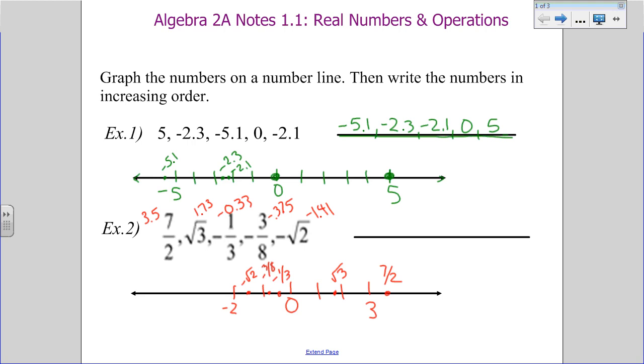So the nice thing about this is we have the decimal equivalents to place them on the number line. What we have now are the actual exact values written on our number line. So make sure you're using those exact values, so that when I go to write them in order, I have negative square root of 2, negative 3/8, negative 1/3, square root of 3, and 7/2.